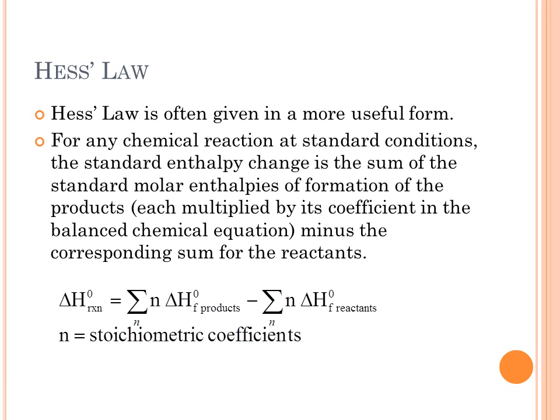We end up getting them from, say, an appendix of the book or some other source where there's a table of those values. So the net resulting formula will be the delta H standard for the reaction will be the sum of all the standard enthalpies of formation for the products times their coefficients added together minus the sum of all those reactants times their coefficients.